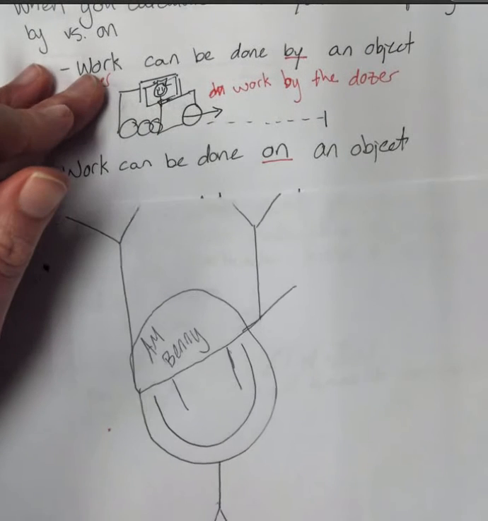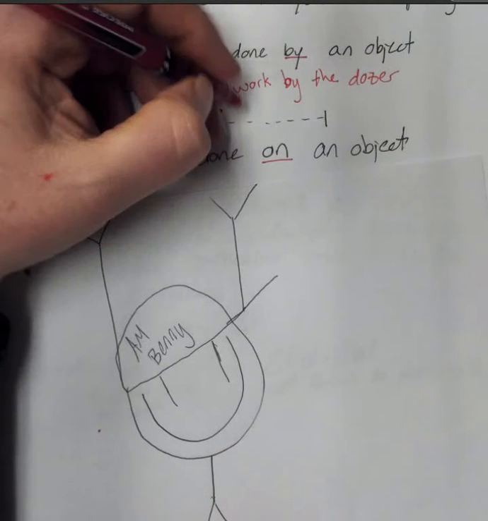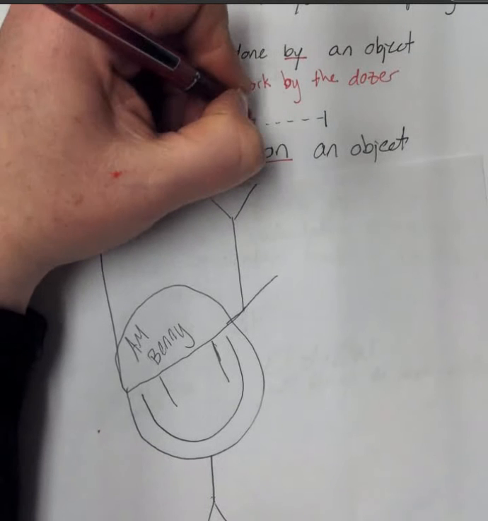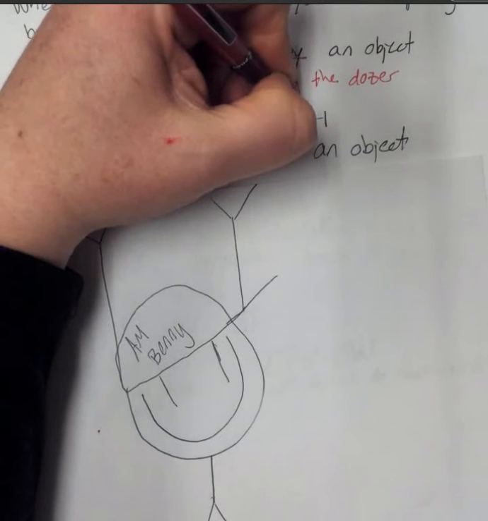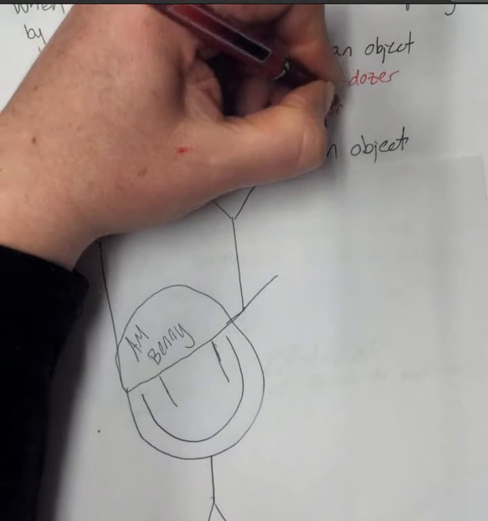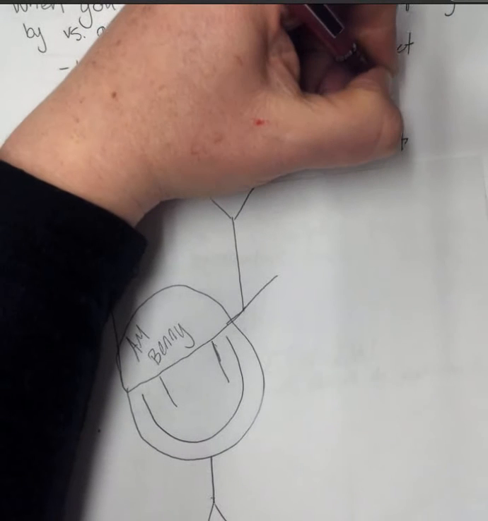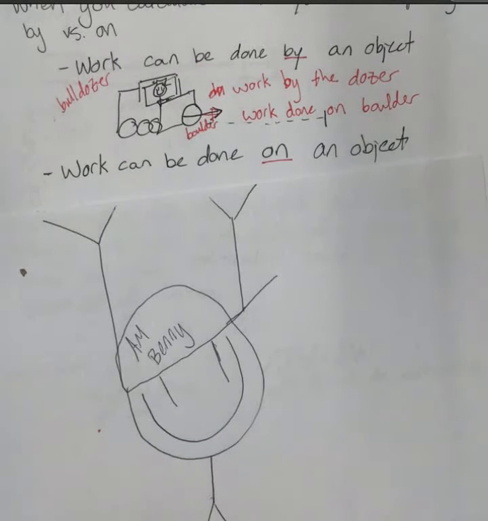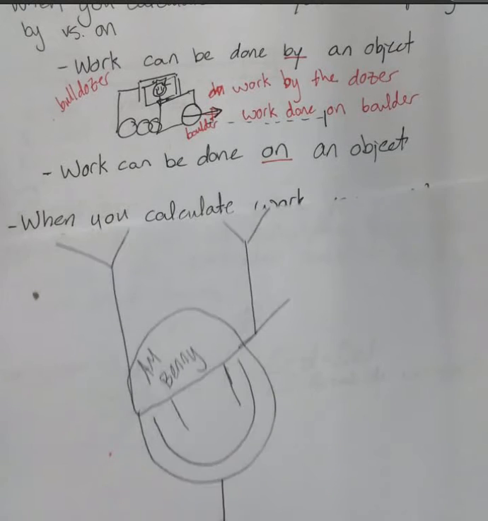Work can be done on an object. If our object is the boulder, well, work is done on the boulder. So that means we're changing the boulder's motion and displacement with the dozer. The work is done by the dozer. The work is done on the boulder. So work can be done by an object and it can be done on an object.